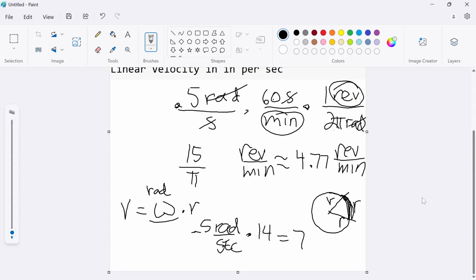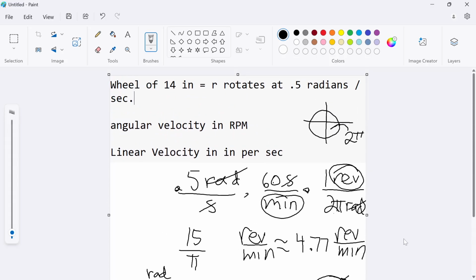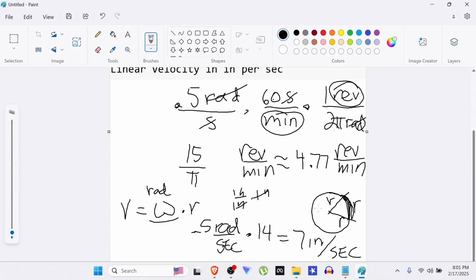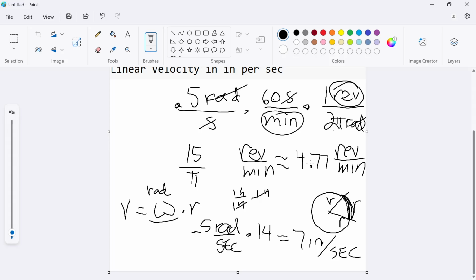And whatever units the radius was in, so this is inches per second. Really, the radian is inches divided by inches, times inches. And what's left is inches on the top, inches per second. But again, you don't have to remember all the units when you're calculating linear velocity from angular velocity.